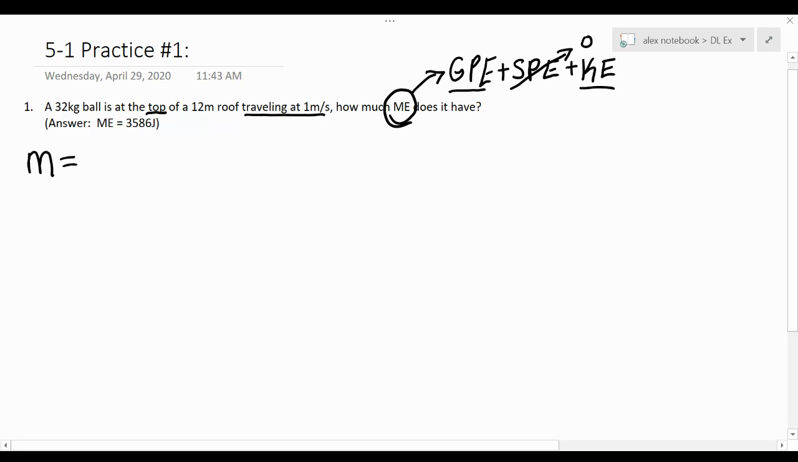So the first thing we want to do is determine the mass, or write down the mass as a given, I should say. Mass is 32 kilograms. It's at the top of a roof, so therefore the 12 meters is a height, and we're given a velocity of 1 meter per second.